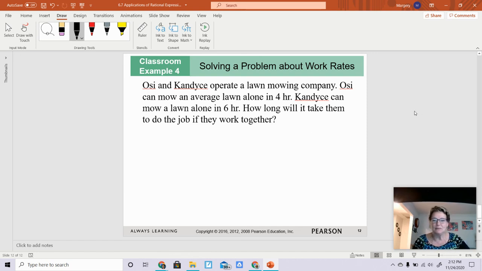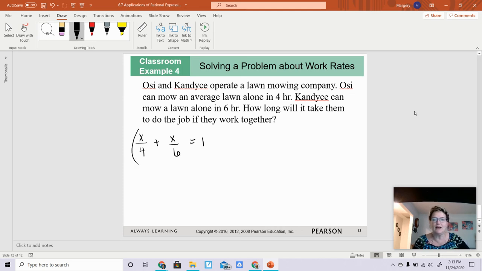So we have 2 people again. OC can mow an average along, so it's going to be x over 4. And Candence can mow alone for 6 hours. How long will it take them to do the job if they work together? Same idea. This is OC, this is Candence, and together that's just one job.